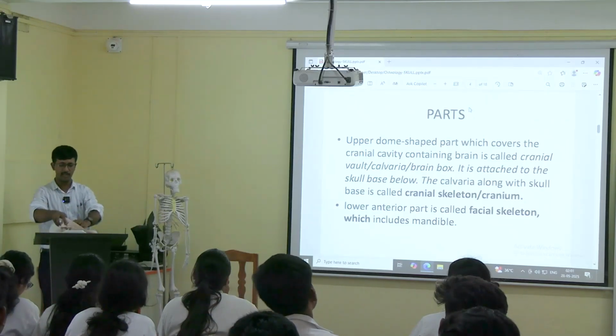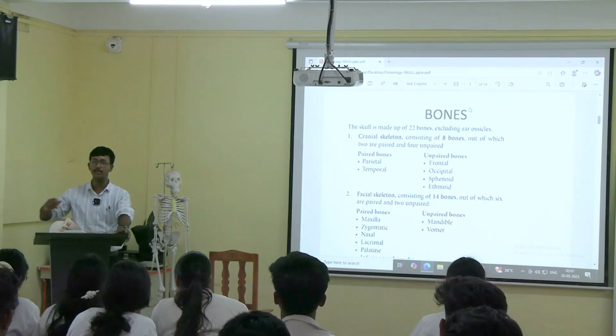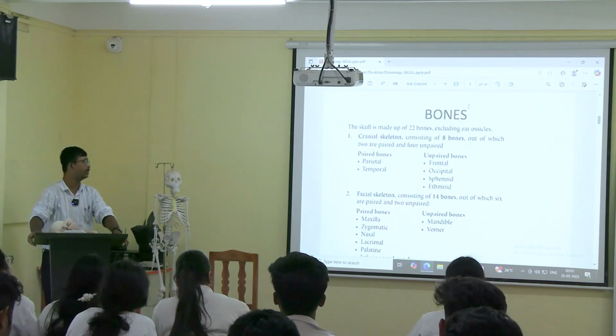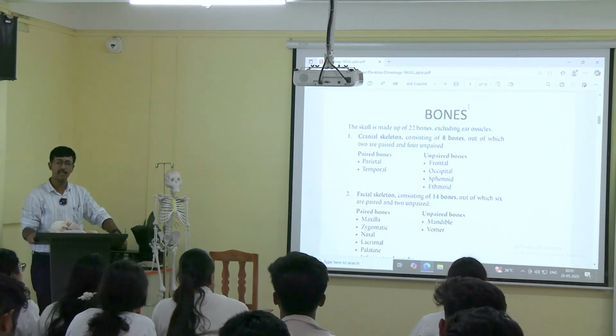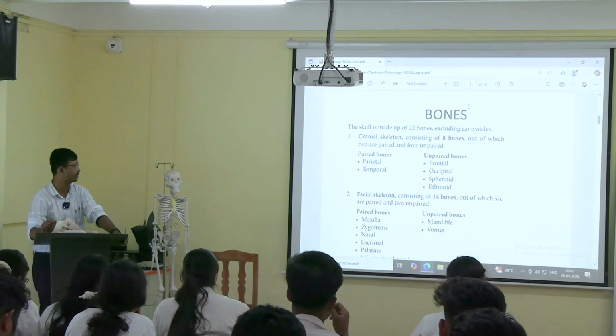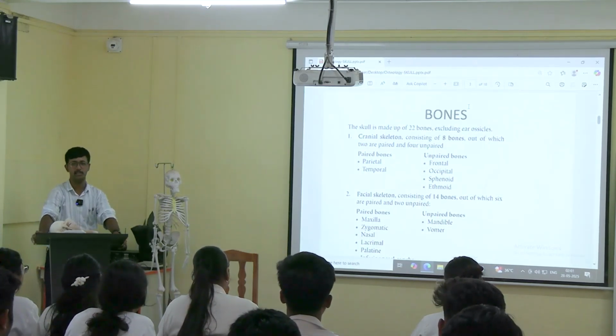Now coming to the various bone parts. As you can see, the skull has 22 bones in total, and the cranium has 8 bones in total. Out of them, the paired bones are parietal and temporal. And the unpaired bones are your frontal, occipital, sphenoid and ethmoid bone.